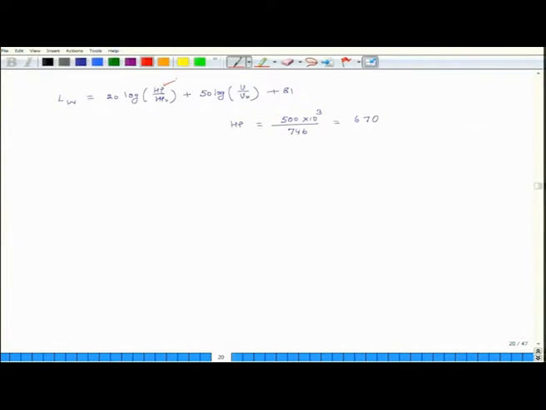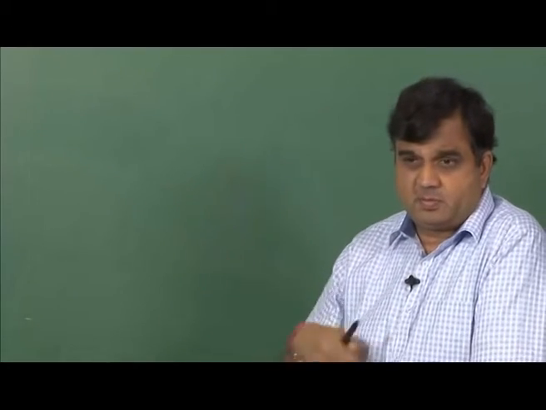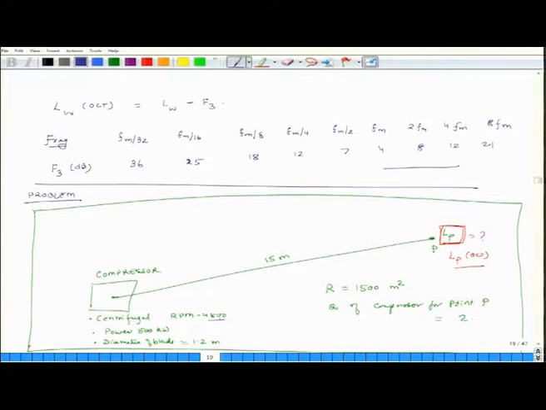So, we know this. Now, we have to calculate U, which is the blade tip speed. Blade tip speed is what? The blade is rotating at what RPM? It is rotating at 4800 RPM, and the diameter of the blade is 1.2 meters.